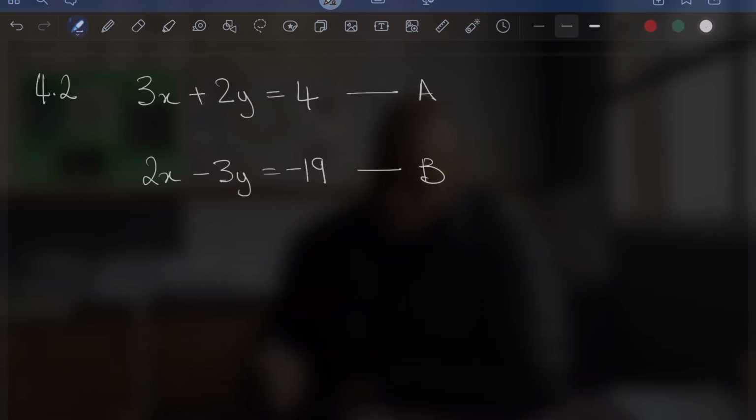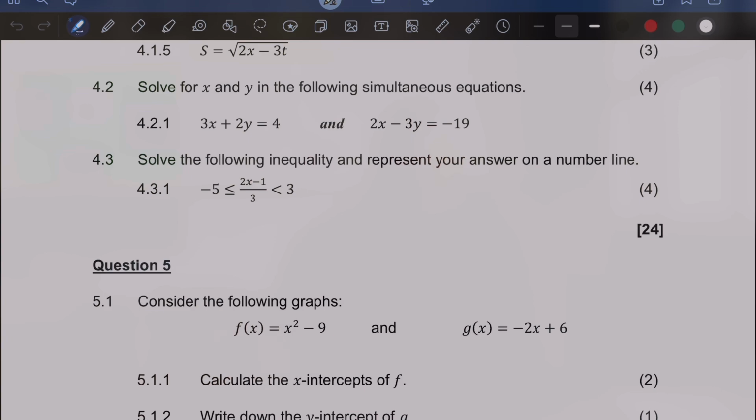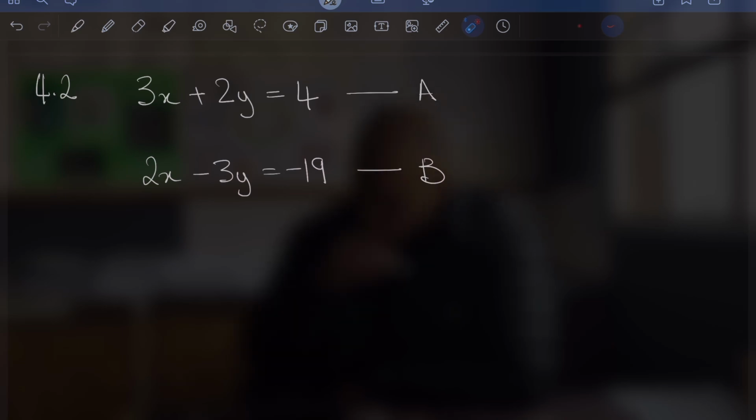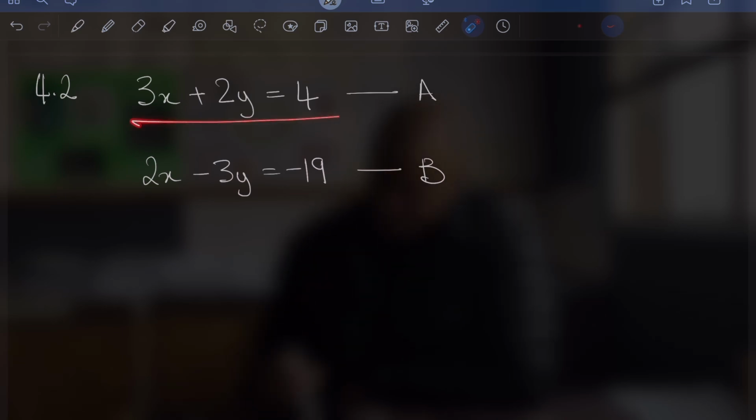Right, we are back with 4.2, and this was a simultaneous equation. Solve for x and y in the following simultaneous equations. It's just this one simultaneous equation. So 3x plus 2y equals 4, and 2x minus 3y equals negative 19. We need to solve for x and y simultaneously. I've written it out here and labeled the two equations as A and B.